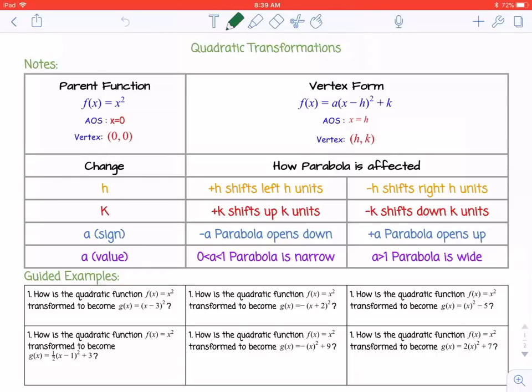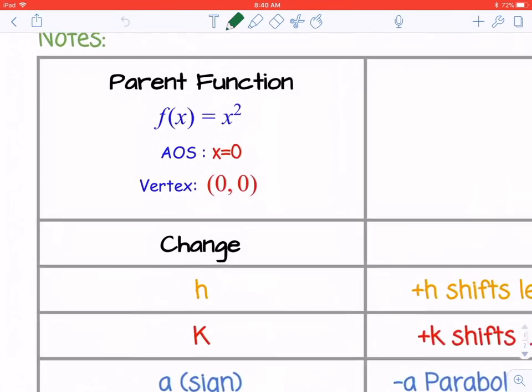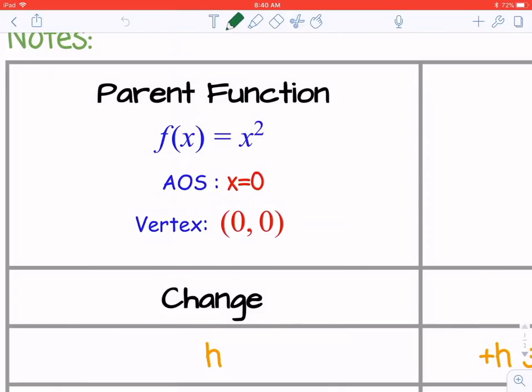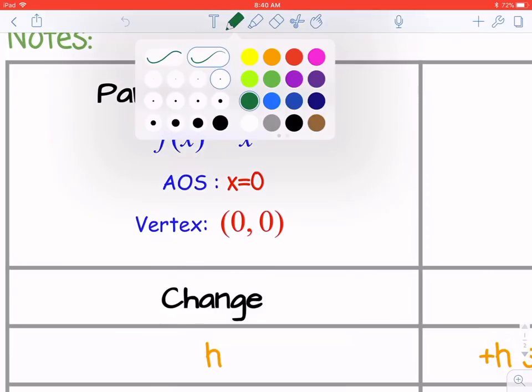In this video, we're going to take a look at quadratic transformations. With quadratic transformations, we compare different quadratic functions to what we call the parent function. Our parent function of a quadratic is f of x equals x squared, where we have an axis of symmetry at 0 and a vertex right at the origin.